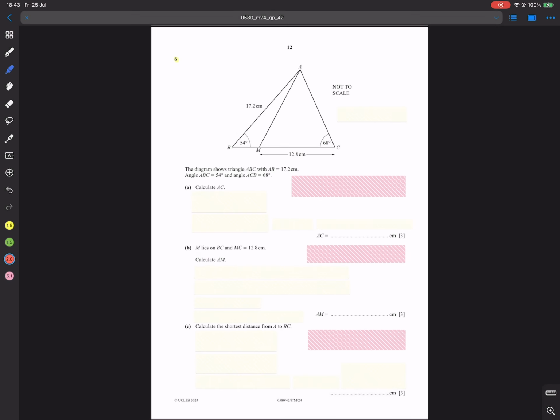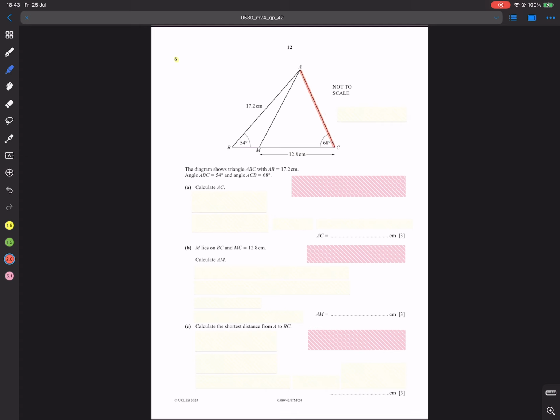This is Feb-March 2024, variant 42. Question 6. So feel free to import this question onto your tablet or print this out and follow along. Part A is asking us to calculate the length AC.